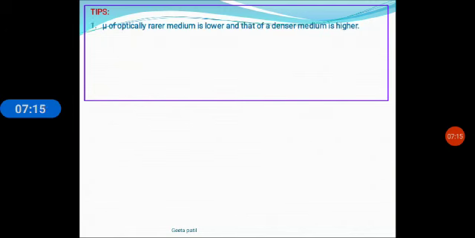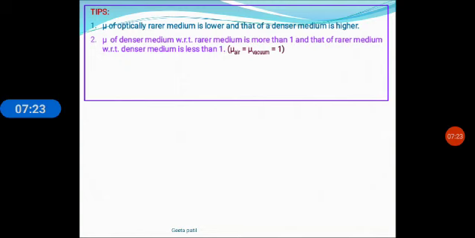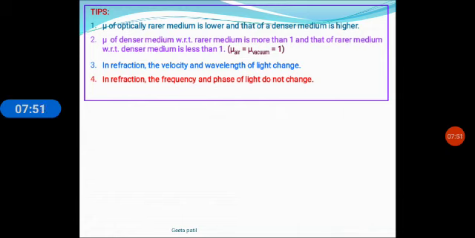The refractive index of optically rarer medium is lower and that of the denser medium is always higher. Refractive index of denser medium with respect to rarer medium is greater than 1 and that of the rarer medium with respect to denser medium is less than 1. Refractive index of air is equal to refractive index of vacuum, which is equal to 1. In refraction, the velocity and wavelength of light change. In refraction, the frequency and phase of light do not change.